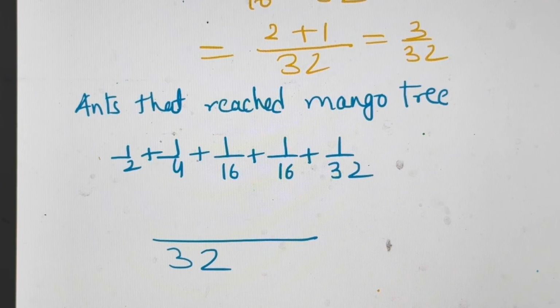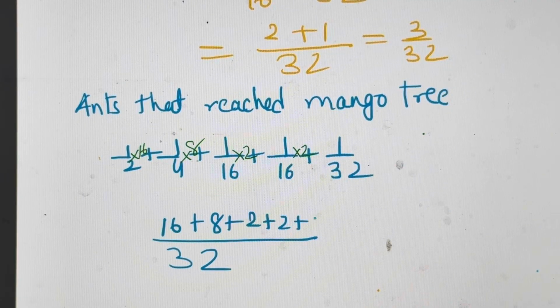Now we need to make all of these into 32. So this we will multiply by 16. 16 twos are 32. 4 eights are 32. 16 twos are 32 and here also 16 twos are 32. So if we multiply, here 16 plus 8 plus 2 plus 2 plus 1. So 16 plus 8 is 24, 26, 28, 29. Right? So we did it mentally also: 29 upon 32. These many ants reached the food source near the mango tree. So this is your answer number 11.